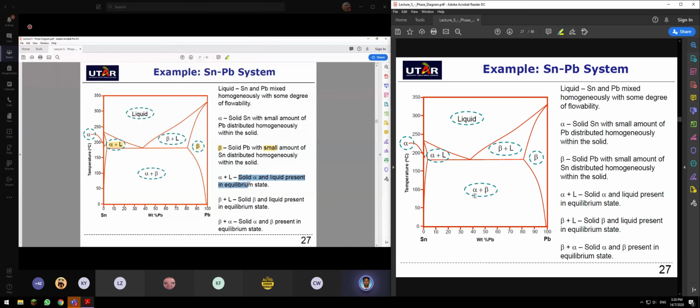Solid and liquid are present in equilibrium state here. Solid beta and liquid are present in equilibrium state here. Solid alpha and beta are present in equilibrium state. That's all. Okay.